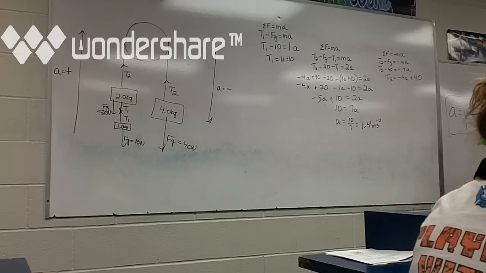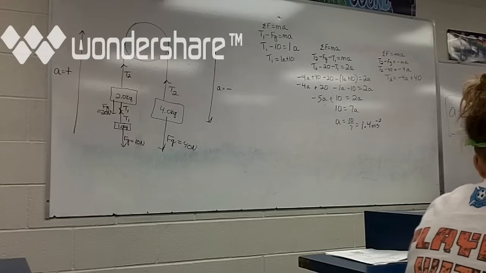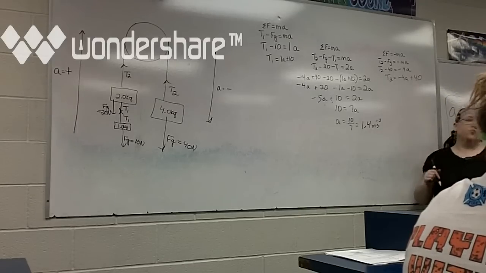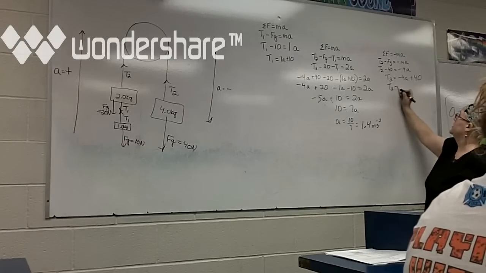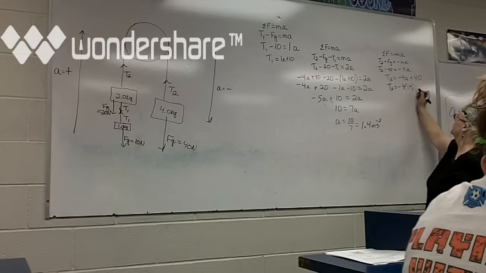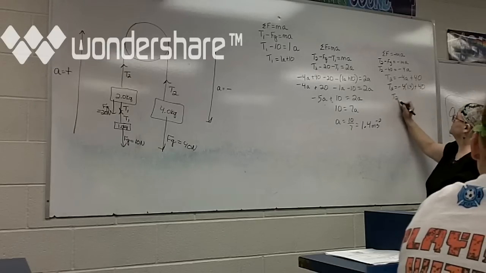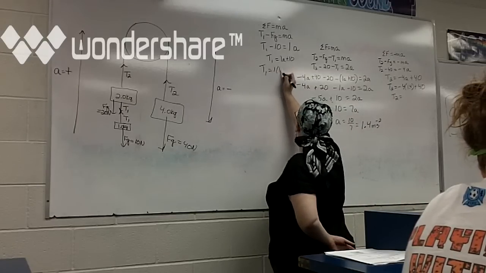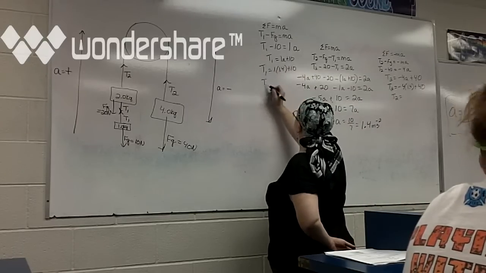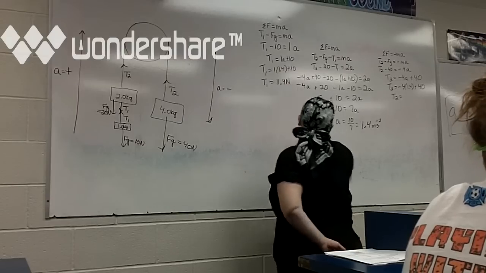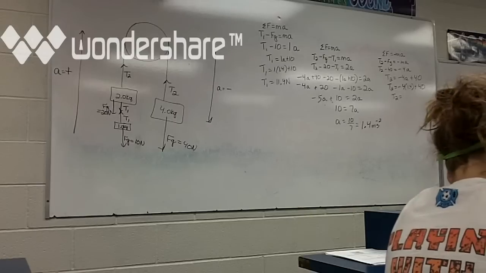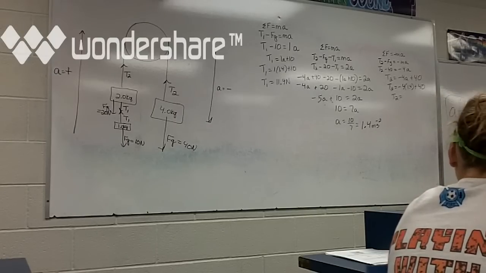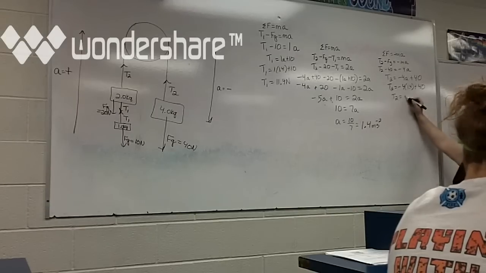Now, that's the A part. Then they want us to find the tensions of the strings. Now, you think that would be complicated, but now you're just plugging the accelerations into the formulas. So 2T equals negative 4 times 1.4 plus 40. T1 equals 1 times 1.4 plus 10. So T1 is 11.4 newtons. And 34.4.